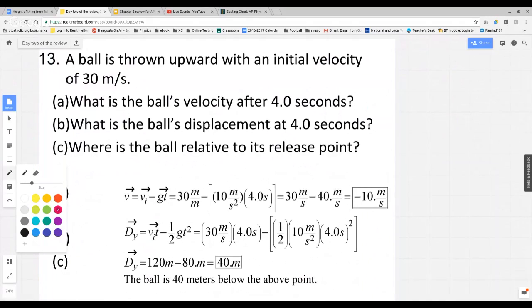Alrighty. B and C are also the same, and actually, yeah, B and C are the same in this one also, because if it is right there from where you started, it's that far from the release point. That's the displacement and the location of it. So B and C are the same on this one also.